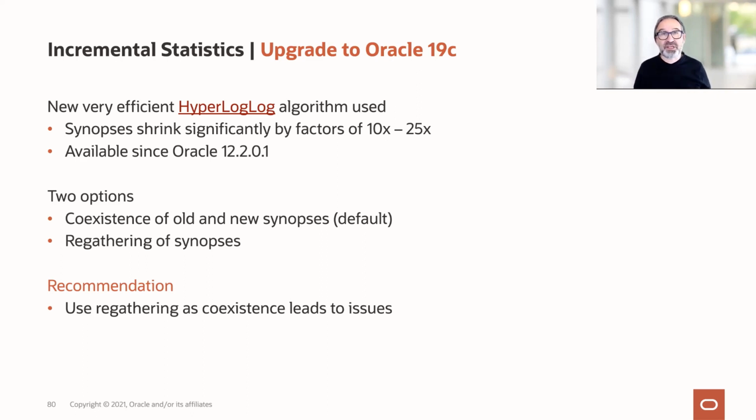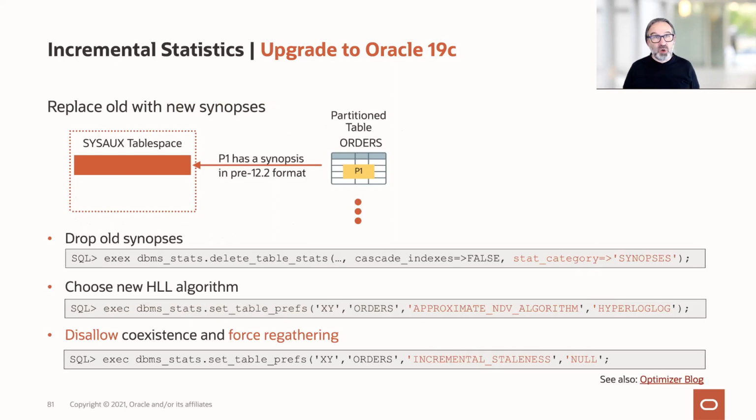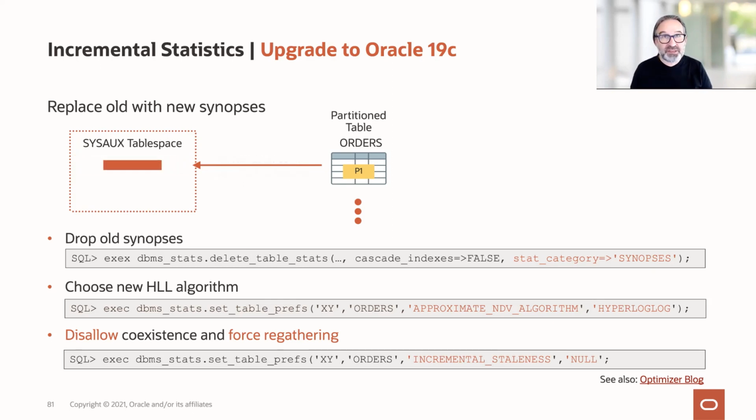The other option is regathering the synopsis. And this is what we think is much, much better. And I'll tell you why. So we want to replace the old with the new synopsis. In the middle of the slide, you see we have a partitioned table. The table is called orders. We have a partition, and the idea is now, it has the old synopsis format. We upgrade. And then after upgrade, we enforce the recreation of the synopsis.